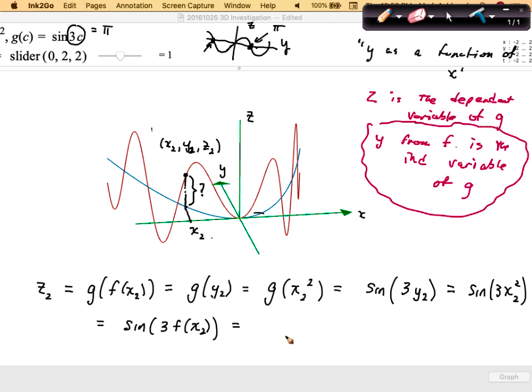How many is that? Let's see if I have any others. g of y2, g of f of x2 I have. g of x2 squared I have. Yep. I don't know, maybe that's it. Okay, very good.